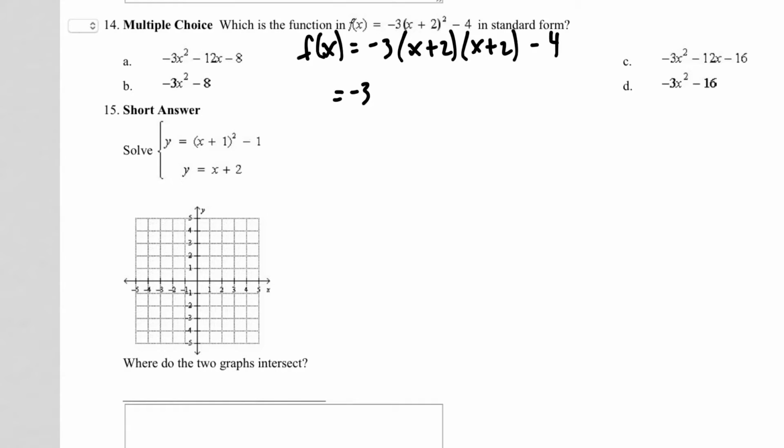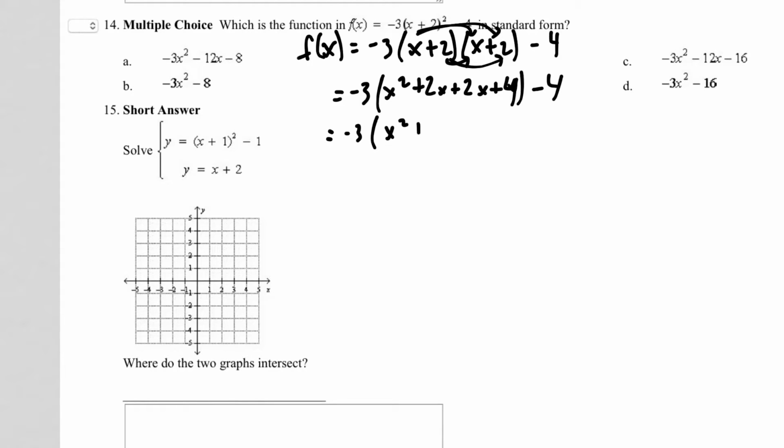So -3 times, let's FOIL. x times x is x squared. x times 2 is 2x. 2 times x is 2x, and 2 times 2 is 4. And then the minus 4 outside the parentheses. Be careful with that one. Now, inside the parentheses, I have -3 times x squared, combine like terms, you get plus 4x plus 4. Close the parentheses, and the minus 4 is still outside.